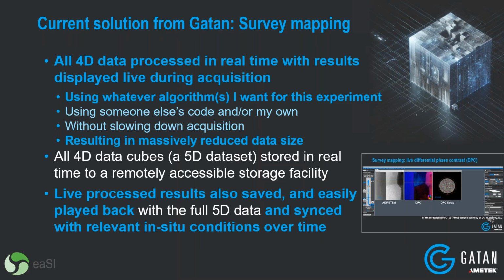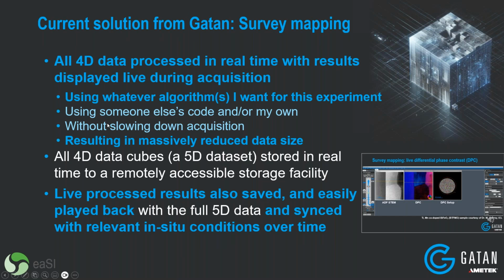So the current solution from Gatan for these challenges is what we call survey mapping. And I've highlighted in blue here the things that it can already do. We can already process all the 4D STEM data in real time and display those results live during acquisition. We can use different algorithms, and I'll talk more about how we can do that with scripting, as well as some built-in algorithms in DigitalMicrograph.